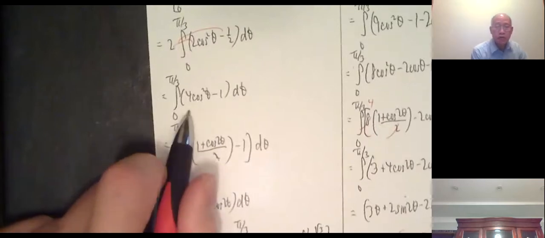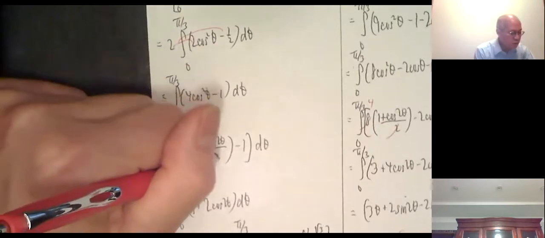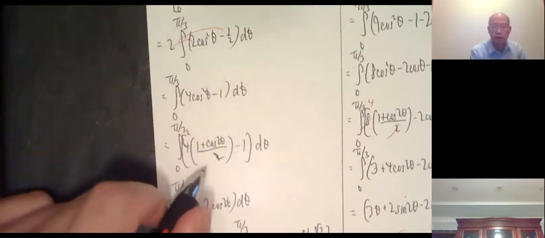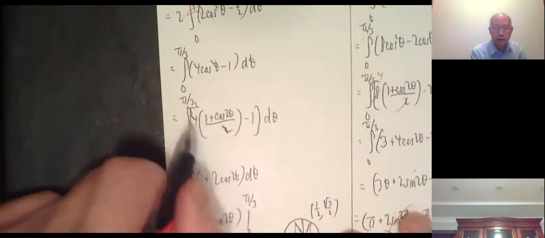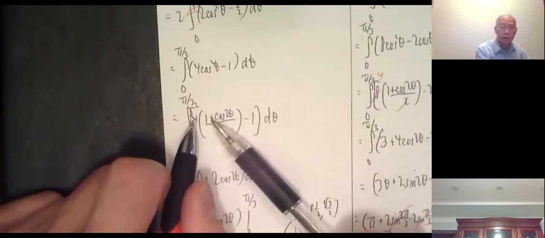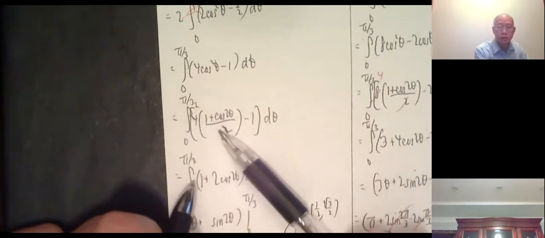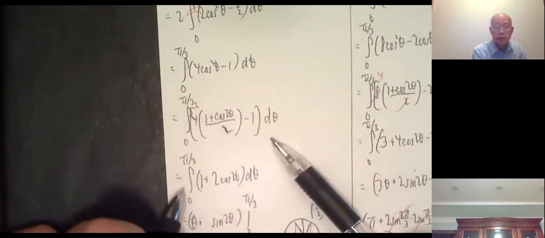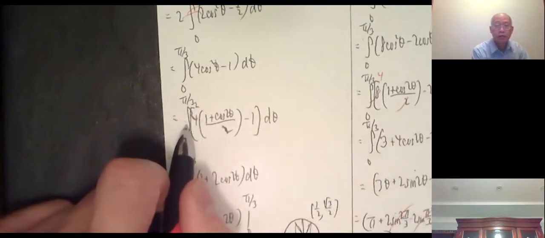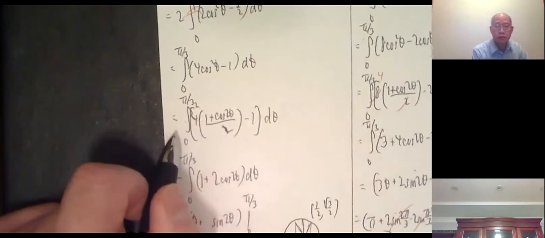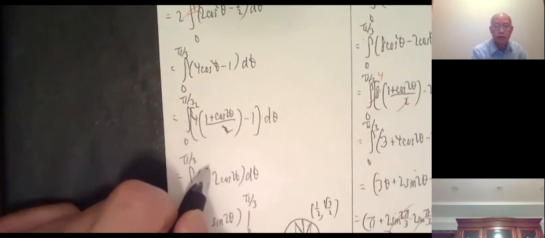Okay, so this is 4 times the formula for cosine squared, 1 plus cosine 2 theta over 2, minus 1. 4 divided by 2 is 2, right? So it's going to be 2 times all of this. So 2 times 1 is 2. Whoops, what did I do here? 1 plus cosine 2 theta over 2. Right, so that's a 2.